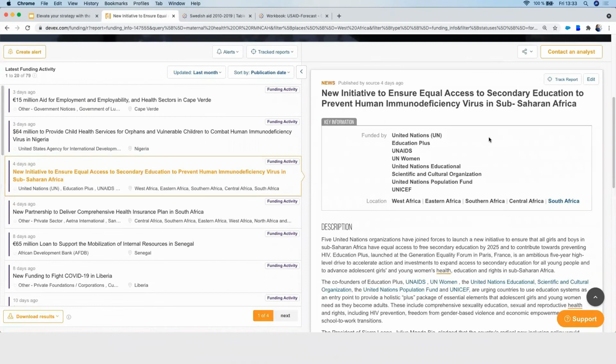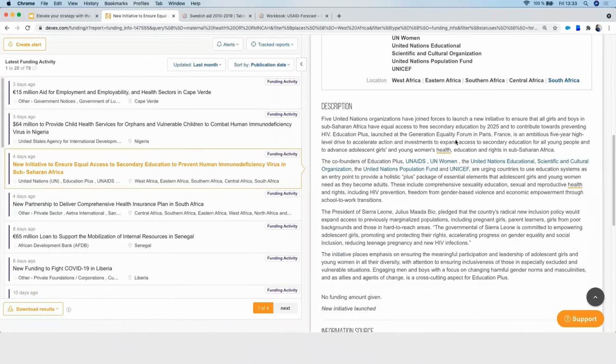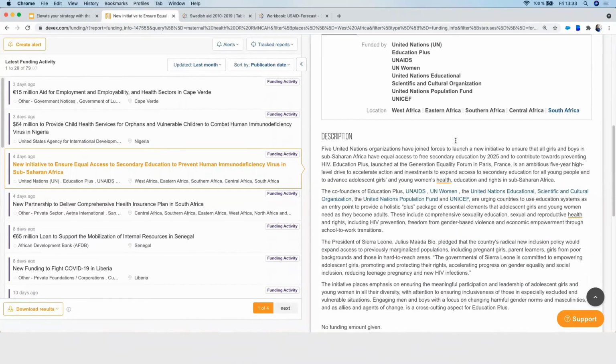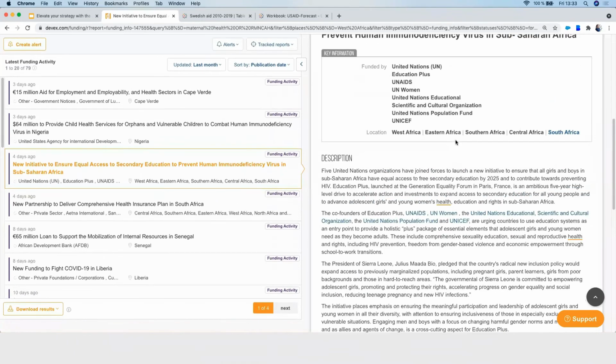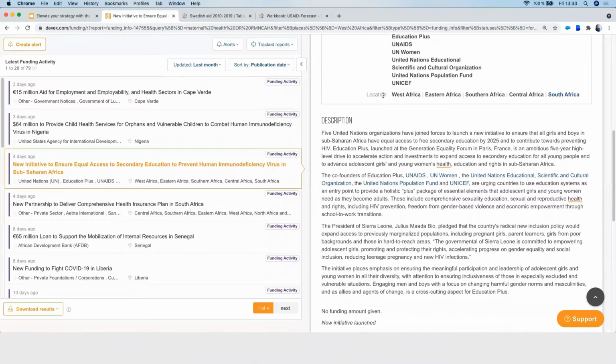Perhaps if I'm looking to map out partners, I'm trying to see who is pledging or announcing new initiatives around maternal health in the area that I'm interested in. So in this case, being a new initiative, that's an announcement of a new initiative launched. This is a large partnership between several UN organizations, UN agencies, and then you've got the locations being actually quite broad. So not only West Africa, but most of the continent.